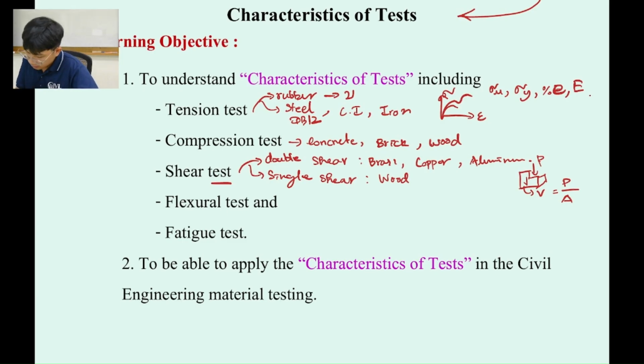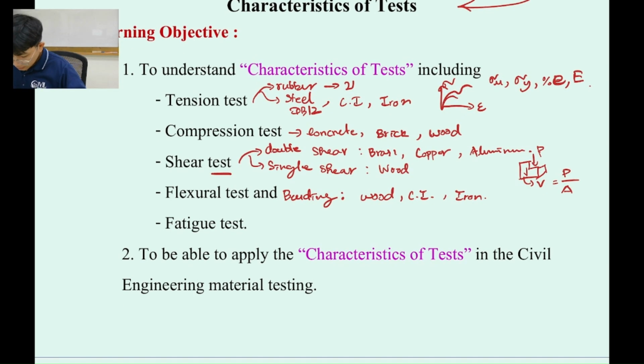Another one, I think, is the flexural test, or bending. This one was missing. Flexural test, or bending test. In the bending test we test a lot for the wood. We have cast iron, and then another one is the ductile steel.